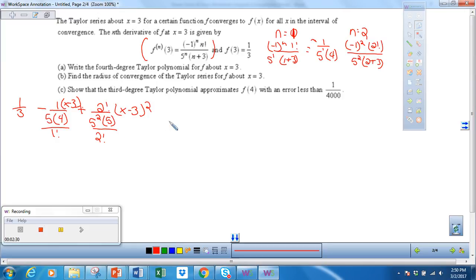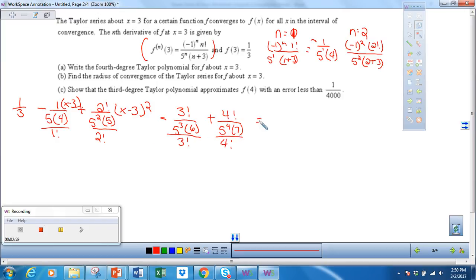Now I'm starting to see the pattern, so I'm going to do the next one without actually using the formula. The next one is going to be minus 3 factorial over 5 cubed times 6 over 3 factorial. And I am writing a fourth degree, so one more: plus 4 factorial over 5 to the 4th, times 7, over 4 factorial.